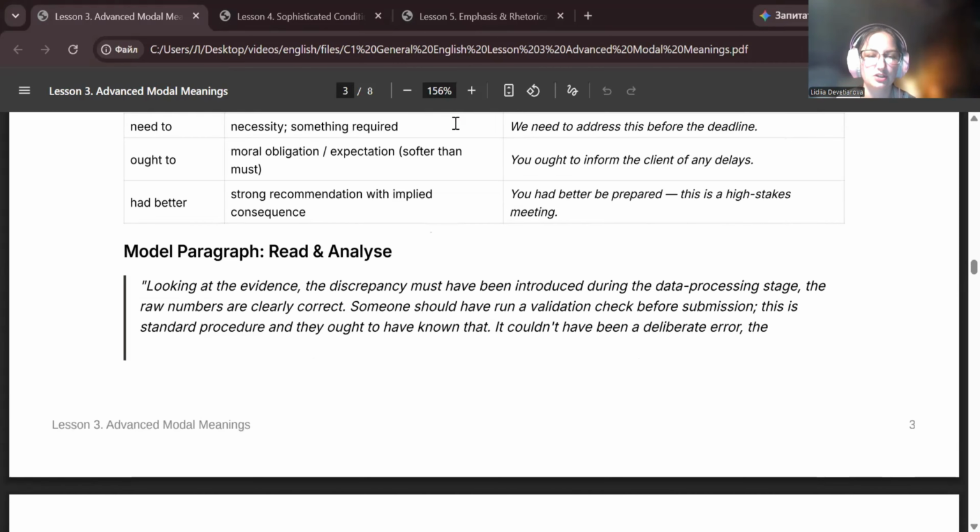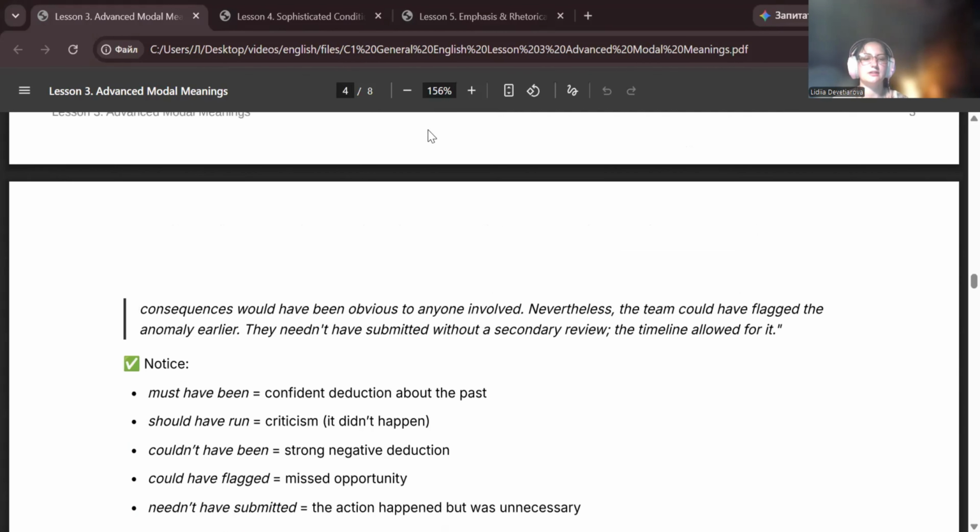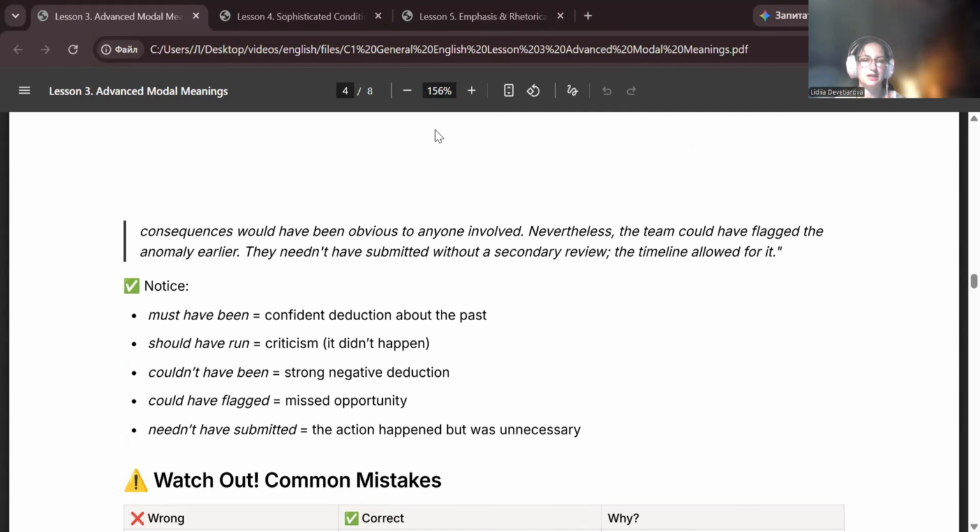This is standard procedure, and they ought to have known that it couldn't have been a deliberate error. The consequences would have been obvious to anyone involved. Nevertheless, the team could have flagged the anomaly earlier. They needn't have submitted without a secondary review. The timeline allowed for it.